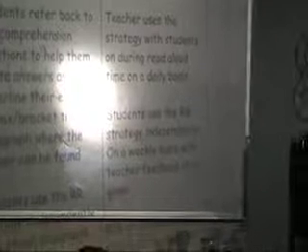Teacher uses the strategies with students during read aloud time on a daily basis. So every day, students use the rereading and read question strategy independently on a weekly basis with teacher feedback often given. So I would be assessing them maybe every Friday in a small group or during workshop.